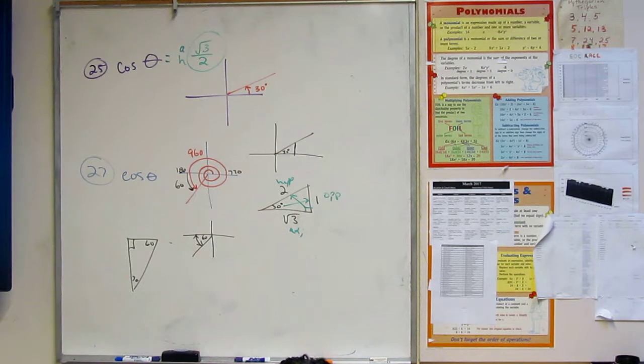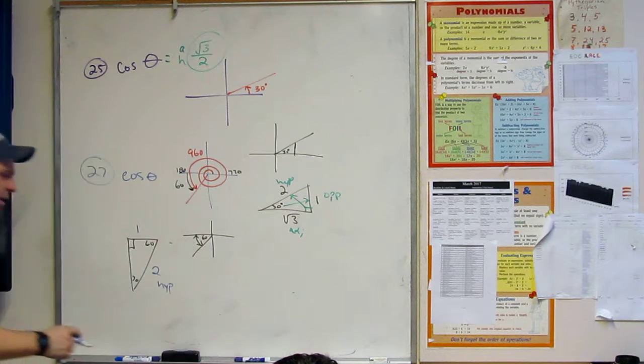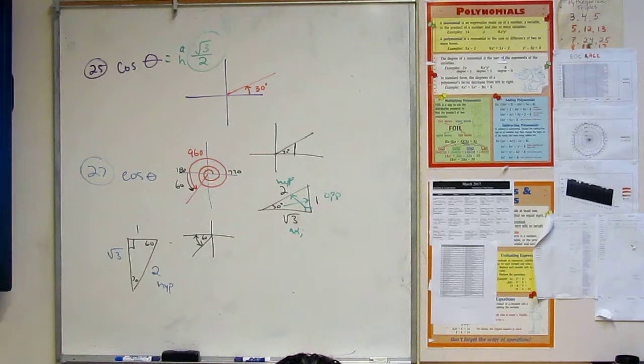Now, it's still set up the same way. Okay? We still have 1 is our shortest side. 2 is our longest side, or we call it the hypotenuse, right? And the square root of 3 is that middle length, right? Or the longer leg.